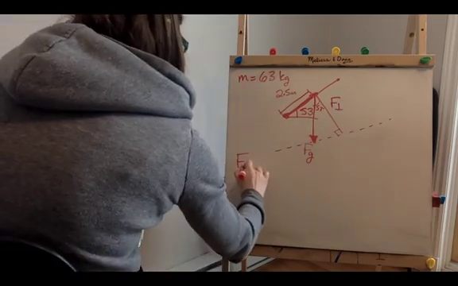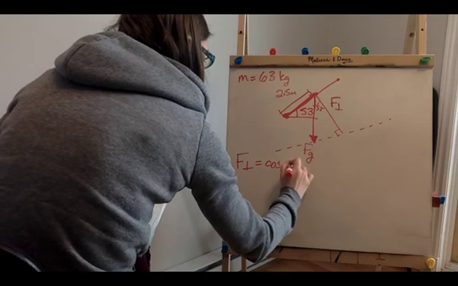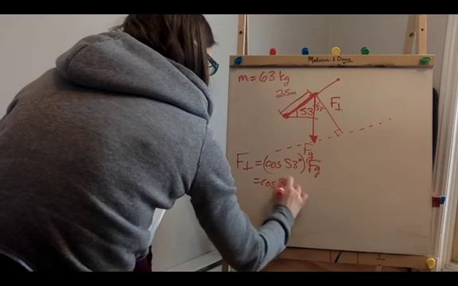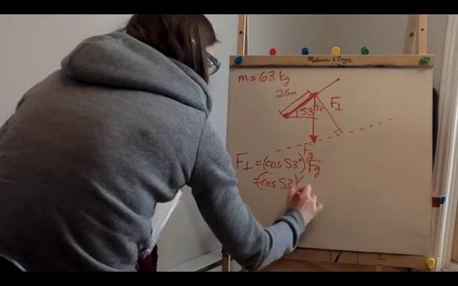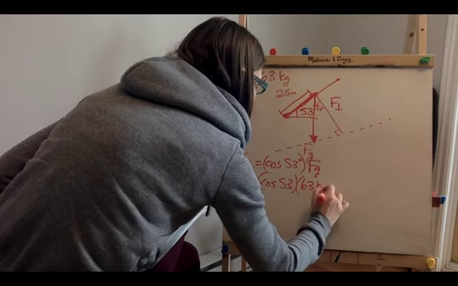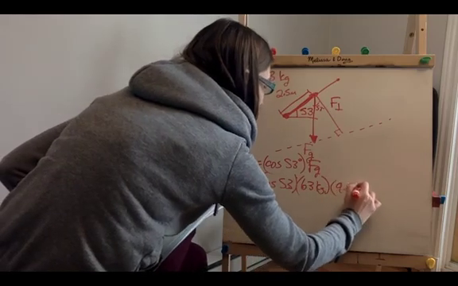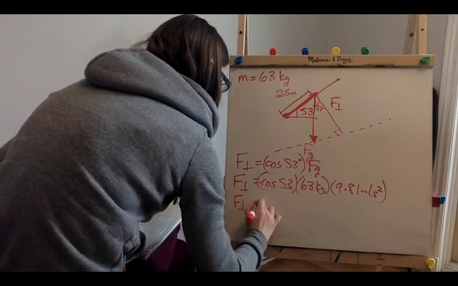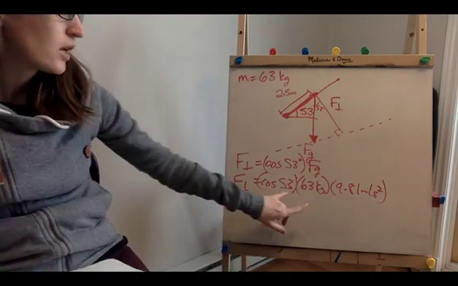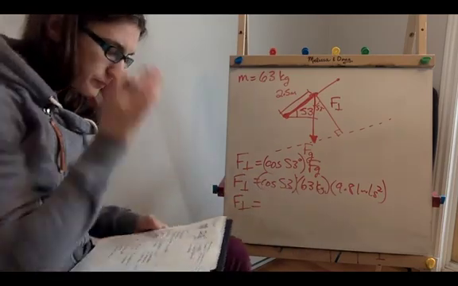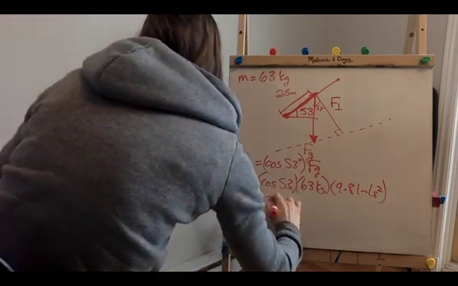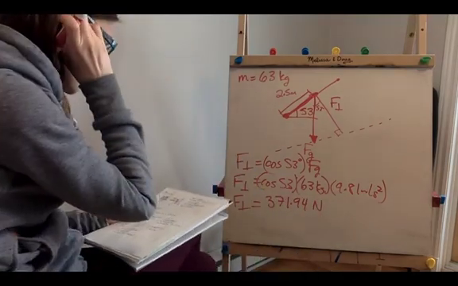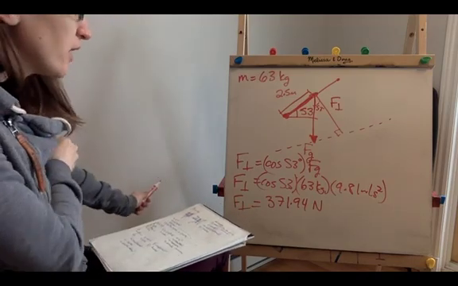So our perpendicular force is going to equal the cosine of 53 degrees multiplied by our Fg, so cos of 53 degrees multiplied by our mass of 63 kilograms multiplied by our gravity of 9.81 meters per second squared. This is all giving us our force perpendicular. We multiply all those values together and get an answer of 371.94 newtons. We'll keep those sig figs because we're not quite done yet.